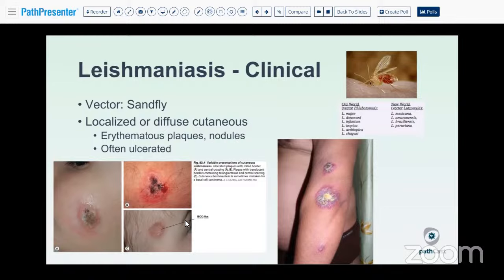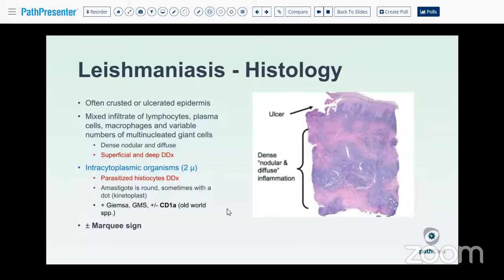The lesions often ulcerate. They can even be mistaken for a basal cell carcinoma. Histologically, often crusted or ulcerated, with a mixed infiltrate of lymphocytes, plasma cells, macrophages, some multinucleate cells, and often vacuolated histiocytes. And we get a dense, nodular, and diffuse infiltrate, as well as a superficial and deep inflammatory infiltrate pattern. There's a differential for superficial and deep inflammation we'll talk about in a second. The intracytoplasmic organisms here are 2 microns and they are intracellular. So intracellular organisms have a differential for that as well, the parasitized histiocytes differential.